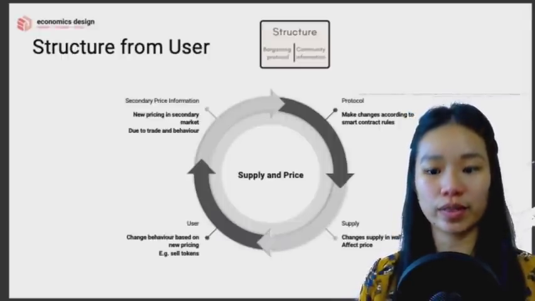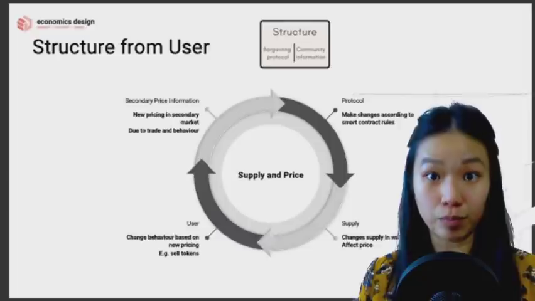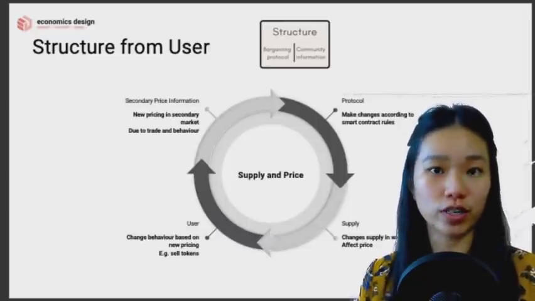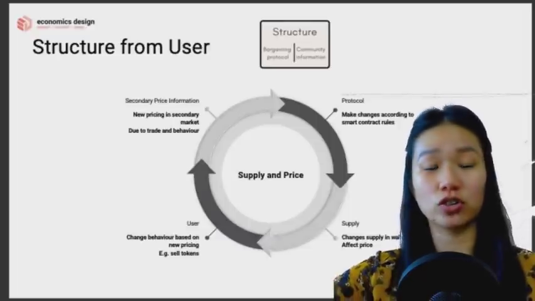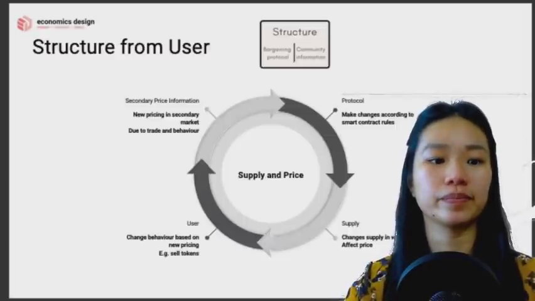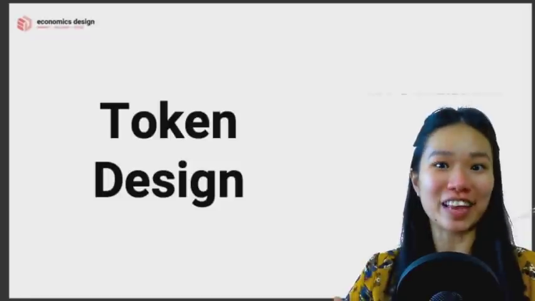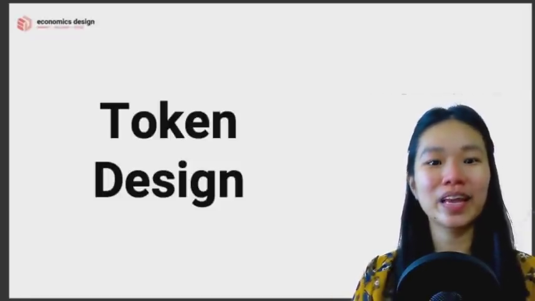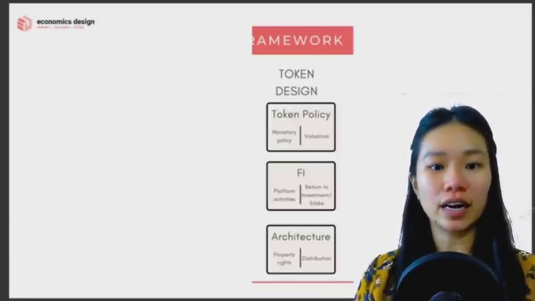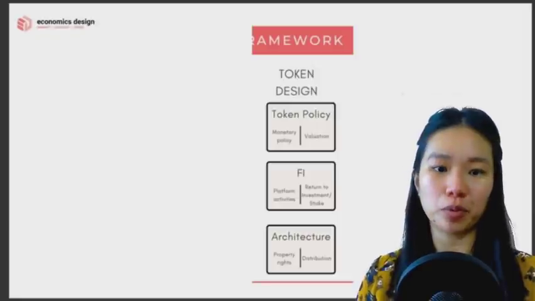And they do this by having equilibrium between the primary market, which is where the smart contract does everything, and the secondary market, which is your trade volume and trade price. I know I've been talking a lot, but this is where things get really exciting. It's the token design. In token design, we look at a few things. We look at token policy, which is basically monetary policy. The fundamentals from monetary policy are just extracted and put into this.